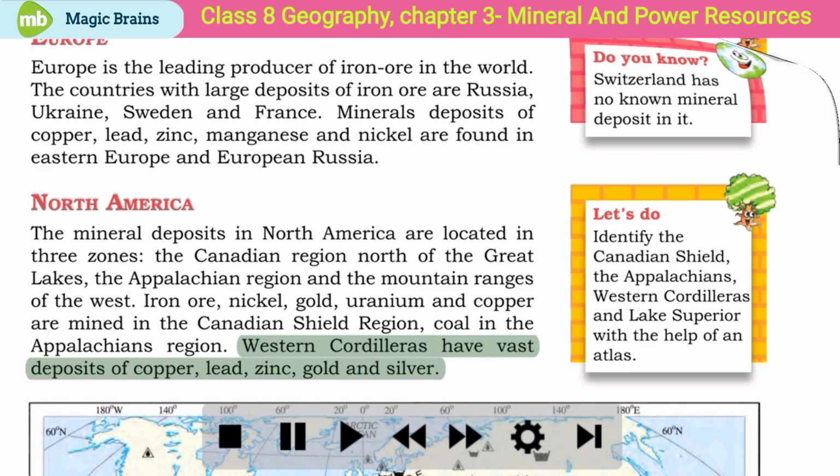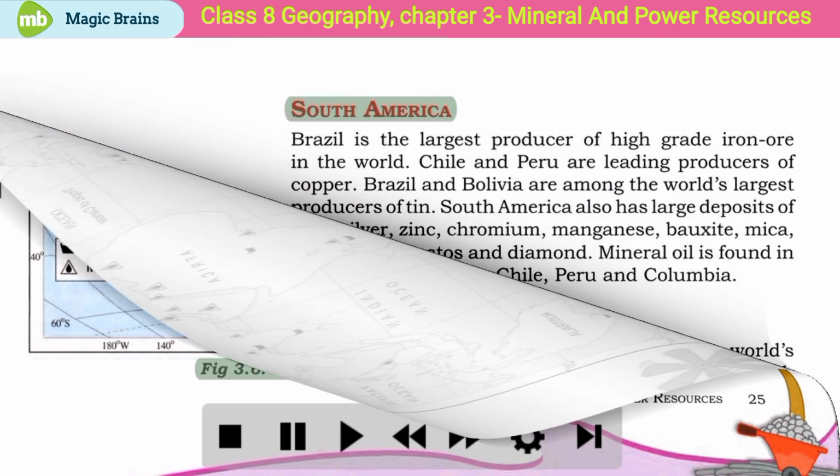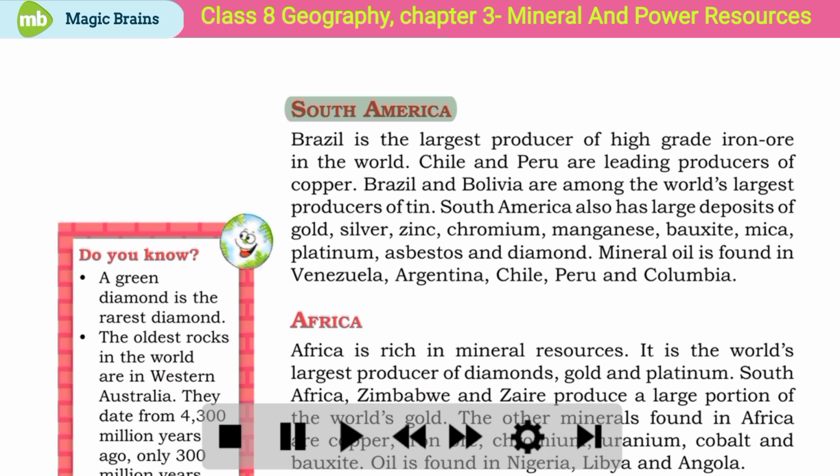At the bottom of page there is figure number 3.6, which has world map, and it shows distribution of mineral, oil, and coal. Page number 26.